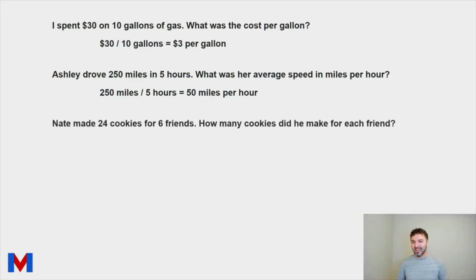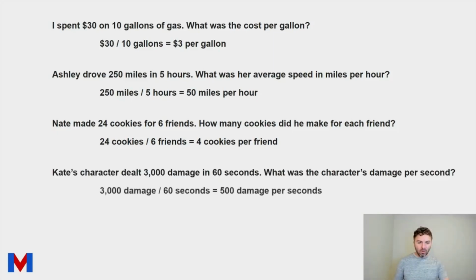All right, Nate made 24 cookies for 6 friends. How many cookies did he make for each friend? Okay, there's no per in here, so you got to figure where that per belongs. All right, try it yourself. Pause the video. Come back when you got an answer. All right, we got cookies per friend is what we're really trying to figure out. So 24 cookies divided by 6 friends, that's 4 cookies per friend. All right, here we go.